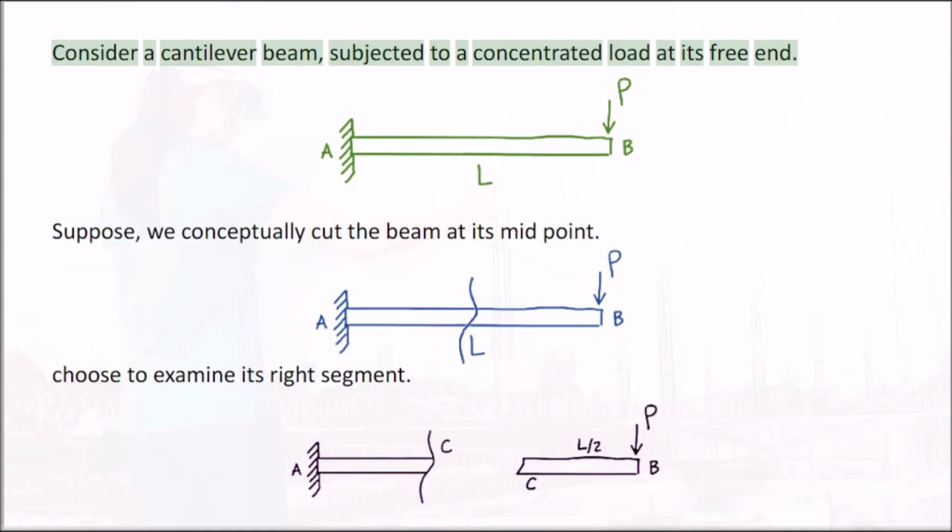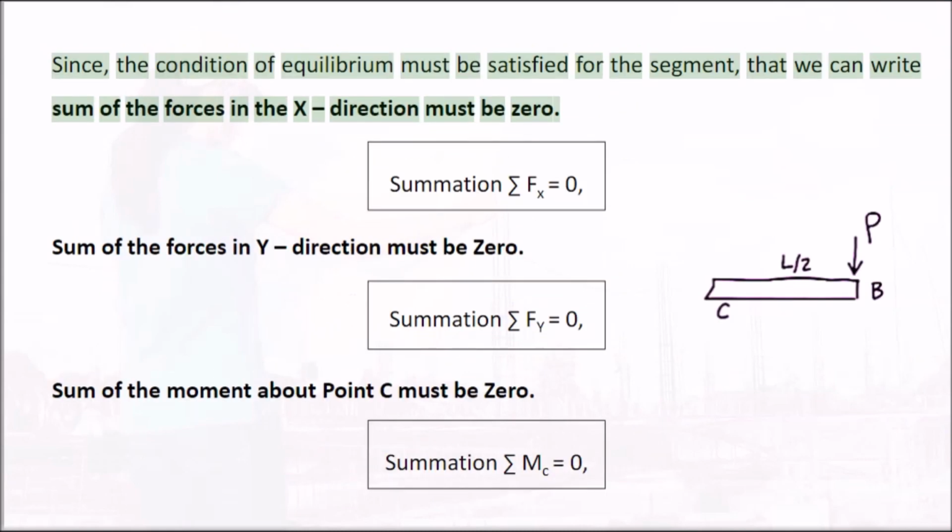Consider a cantilever beam subjected to a concentrated load at its free end. Suppose we conceptually cut the beam at its midpoint and choose to examine its right segment. Since the condition of equilibrium must be satisfied for the segment, we can write that the sum of the forces in the x direction must be 0.